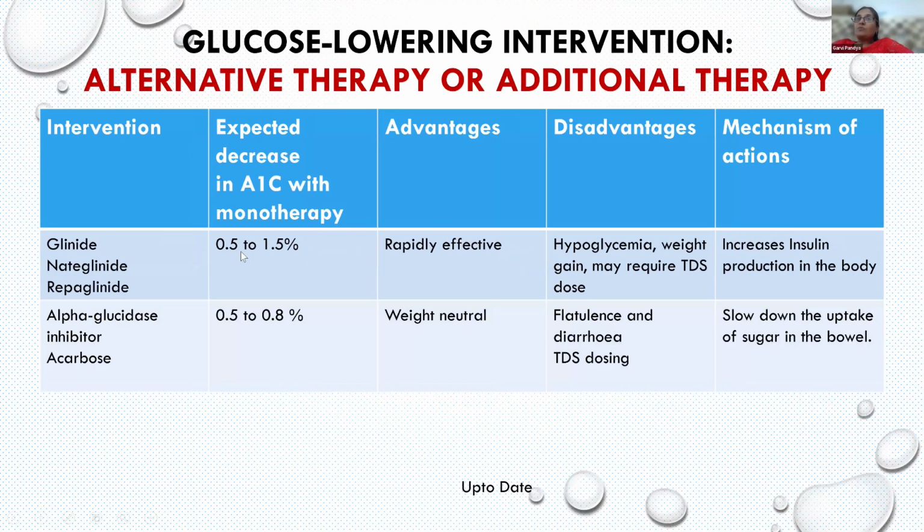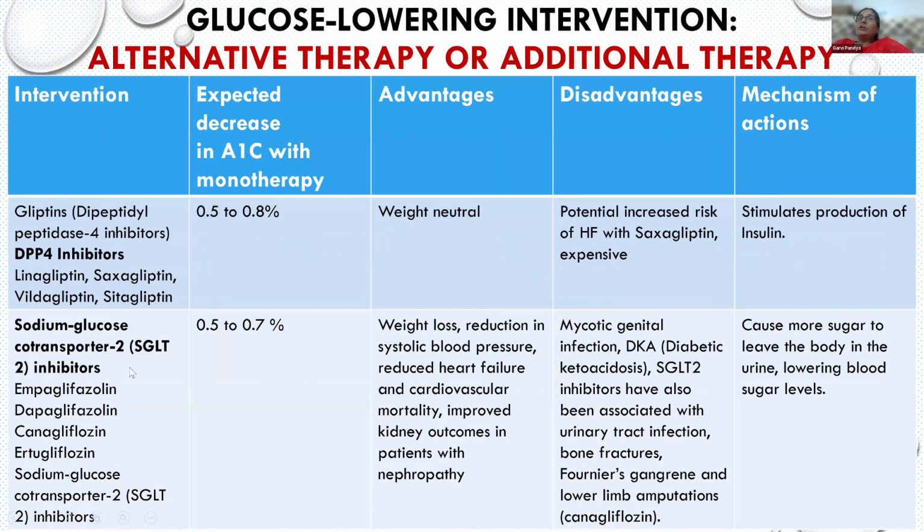These two classes of drugs we are not using nowadays, so I'm not going to go into detail. But acarbose is an alternative medication for pre-diabetes, which I will come to later on. Other alternative therapies are the gliptins and the SGLT2 inhibitors. The reduction in HbA1c is similar for both groups.